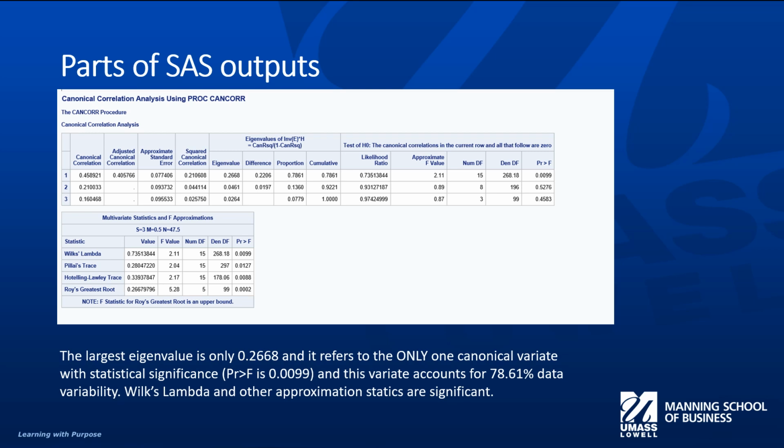From these three variates, we can find there's only one, the first one, that is statistically significant, and its eigenvalue is as low as 0.2668. However, the estimation of these models is significant. For example, the Wilks' lambda is significant.